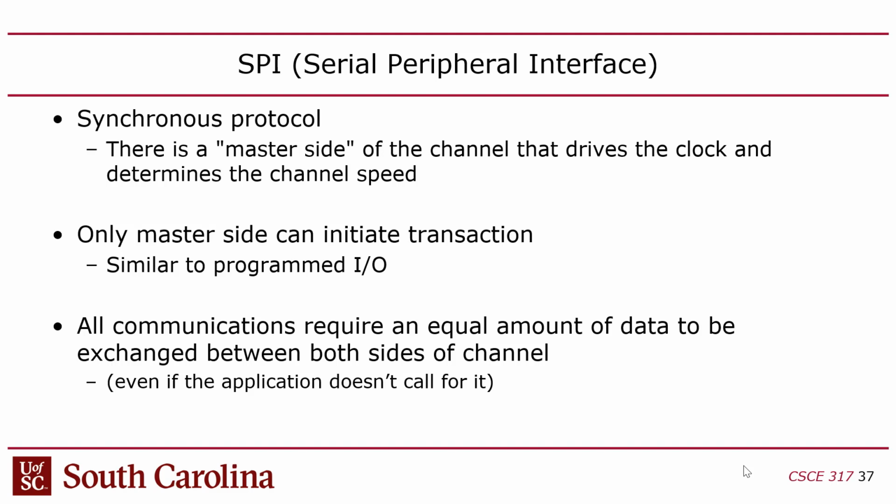If there is no need to send data in one of the two directions, then just a 0 is sent generally. It's basically wasted, right? But there's still, according to the protocol, this bidirectional aspect: every bit is sent both directions across the channel.